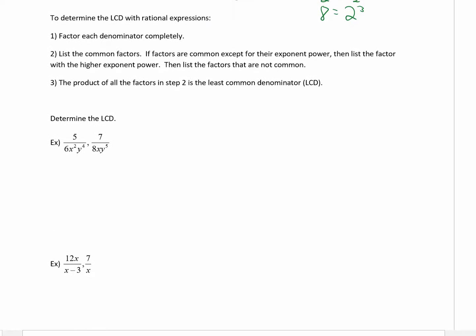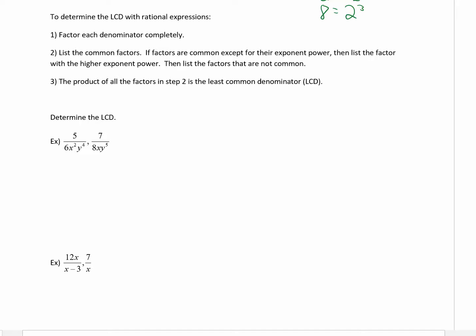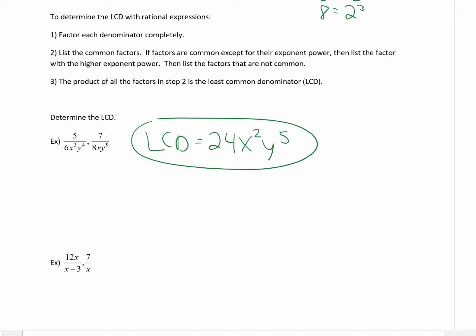Okay, so let's determine the LCD for these fractions. So for the first example, we need the least common multiple of 6 and 8. Well, in that case, that's 24 because 6 times 4 is 24 and 8 times 3 is 24. Both denominators contain factors of x, so we take the higher exponent power, which in this case is x squared. Both denominators contain a factor of y, so we take the higher exponent power, which is 5 in this case, and that's my least common denominator.